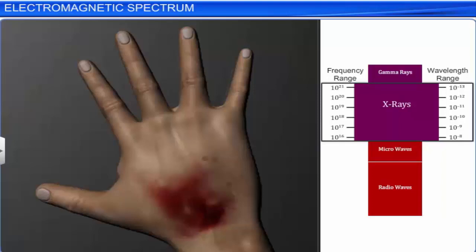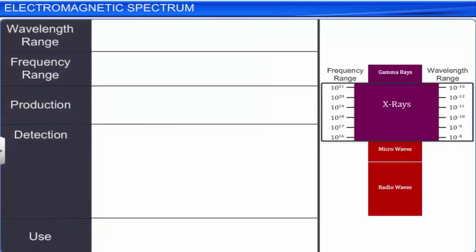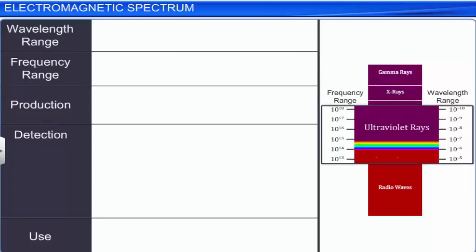The next kind of electromagnetic waves in the electromagnetic spectrum is the ultraviolet rays. The wavelength of ultraviolet rays is in the range of 6 into 10 power minus 10 meters to 4 into 10 power minus 7 meters. Their frequency is in the range of 10 power 17 hertz to 10 power 15 hertz.